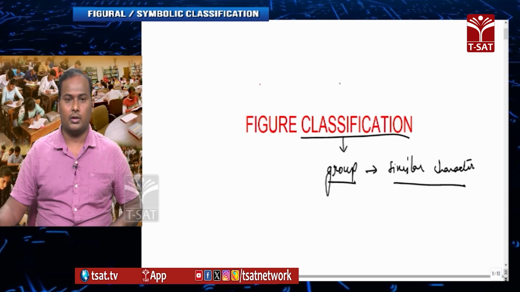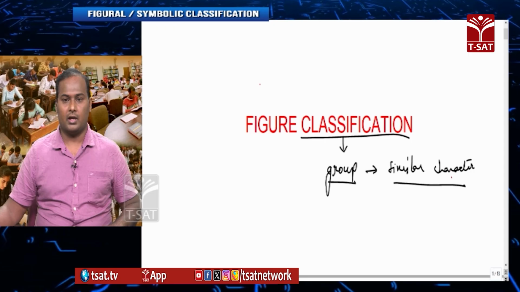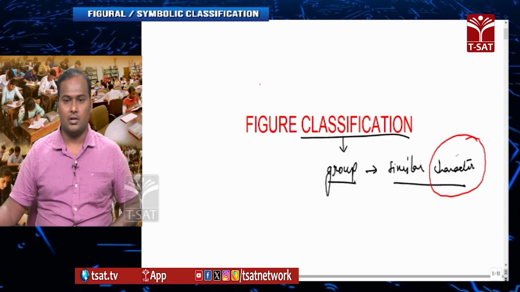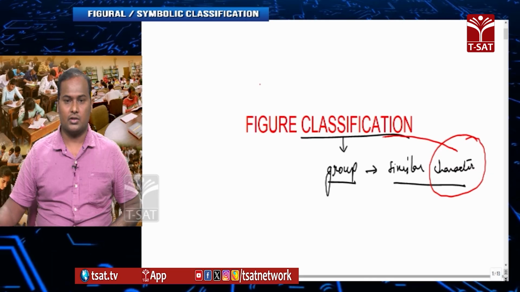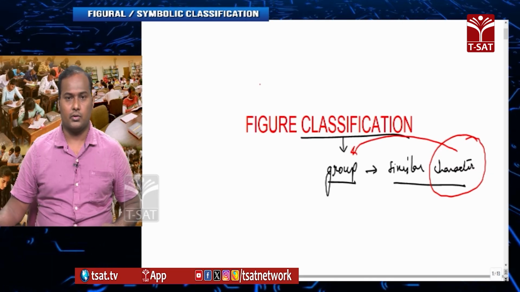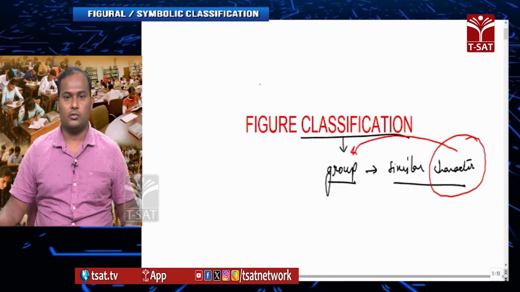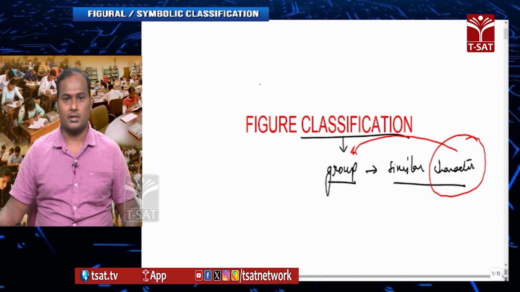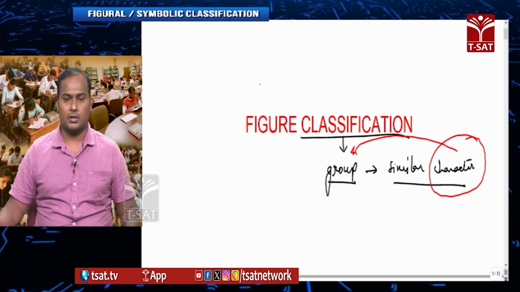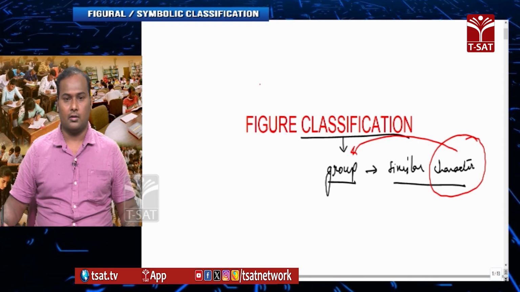So what the student has to do is identify, based upon this character, and divide it into groups. That's what the examiner is going to test. The examiner is going to test the observation skill: based on which character is he going to form the groups, that too in figures.